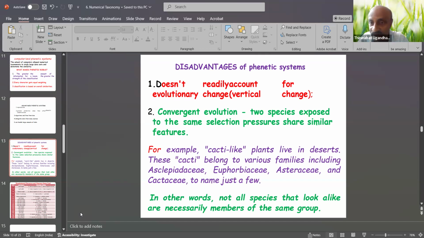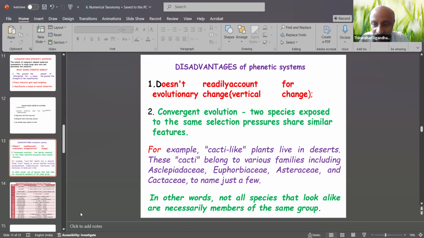Also called vertical change of the organism, the convergent evolution: two species are exposed to the same selection, so they share similar features. For example, cacti-like plants. That group of plants shares one character. Cacti-like plants live in deserts.